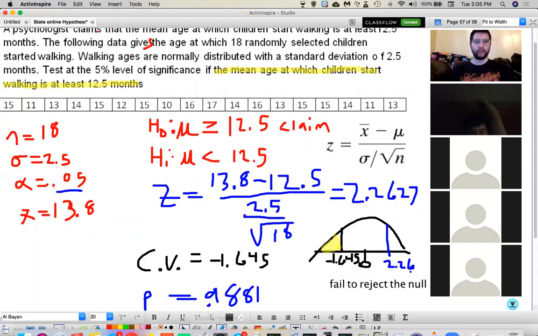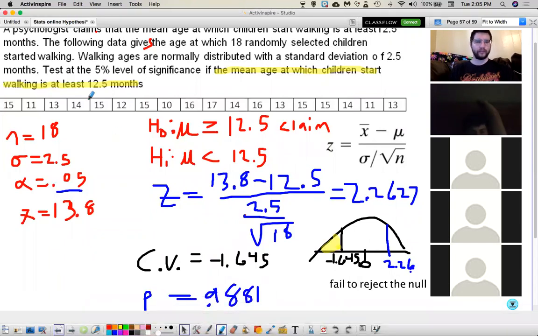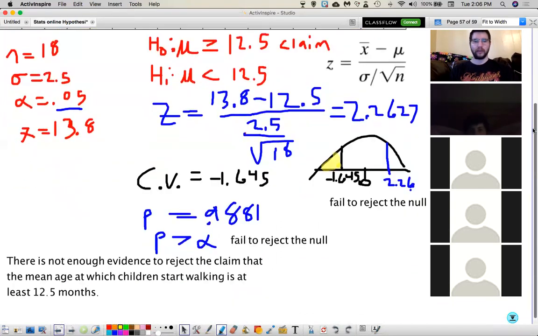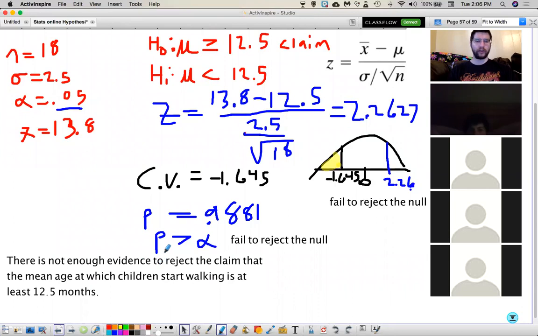It comes from this right here, at least 12.5. That tells you everything you need about your hypotheses. At least 12.5, greater than or equal to, is in the null. That makes less than for the alternative. Claim is in the null. So if your claim's in the null, you better not have the word support in your answer. If the claim is in the null, we're either going to reject or not have enough evidence to reject. That's your option.